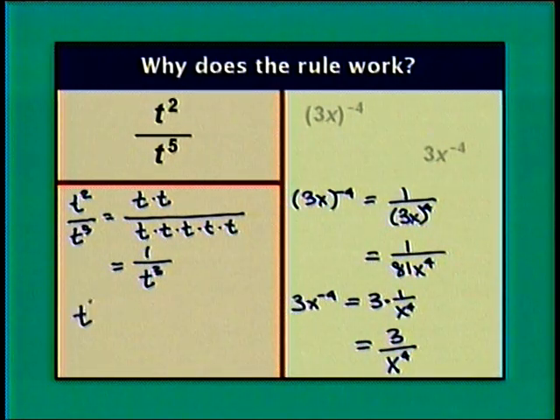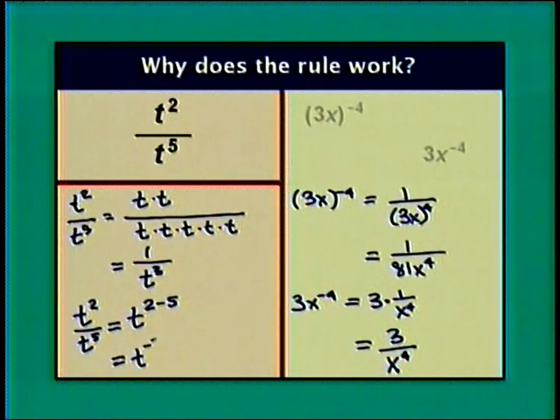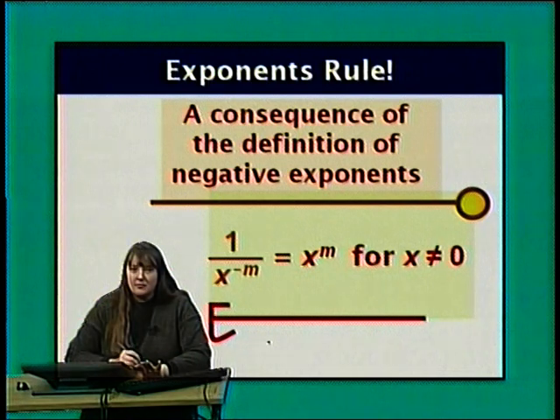But if I think of this in terms of the quotient rule, t squared over t to the 5th, according to the quotient rule, we subtract exponents. So this is t to the 2 minus 5, which is t to the negative 3. So it must be the case that t to the negative 3 equals 1 over t cubed. Again, our only exception being that t cannot equal 0 because we can't divide by 0.